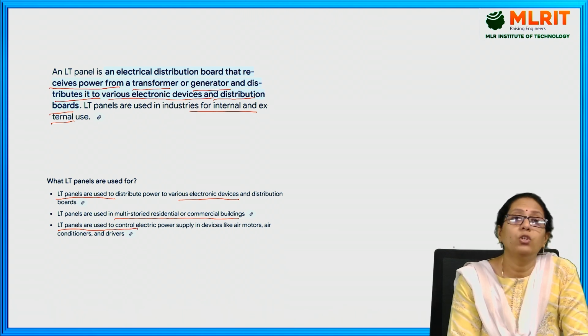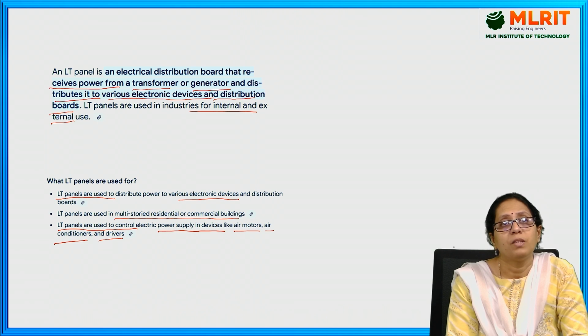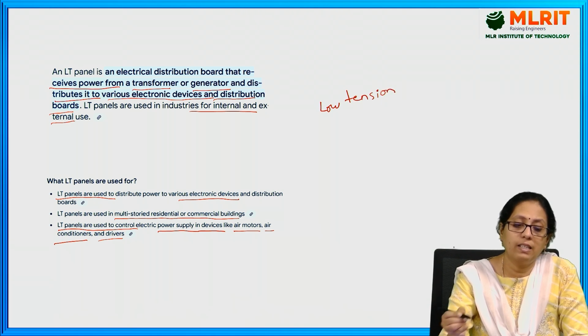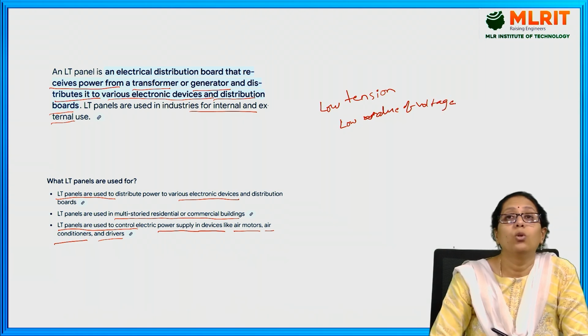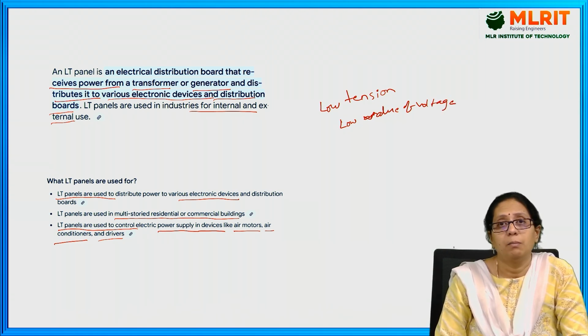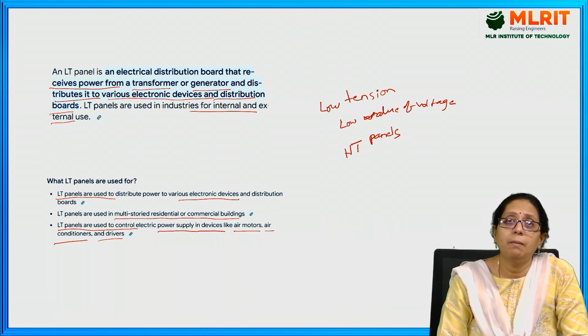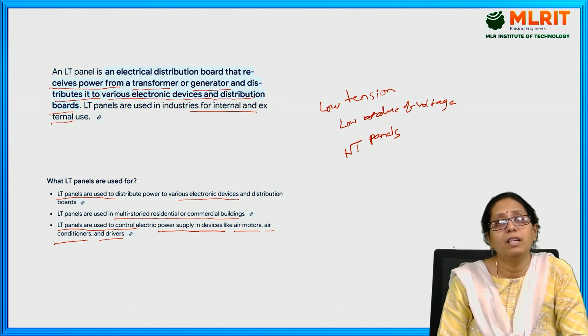LT panels are also used to control the electrical power supply in devices like air motors, air conditioners and drives. LT is nothing but low tension, mostly for low values of voltage. So at low voltage levels we will be using these LT panels. For high voltage levels we will be using the HT panels. Here in this topic we are discussing the LT panels, which are mostly connected to residential as well as small or multi-storied commercial buildings.